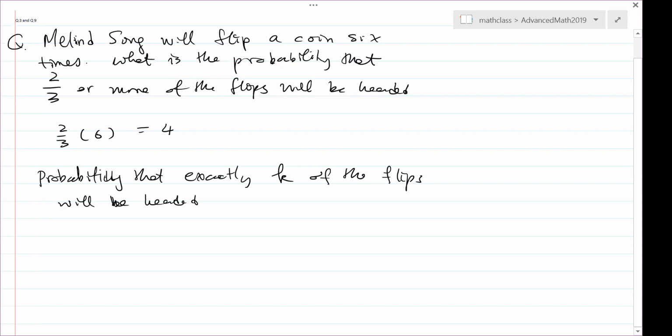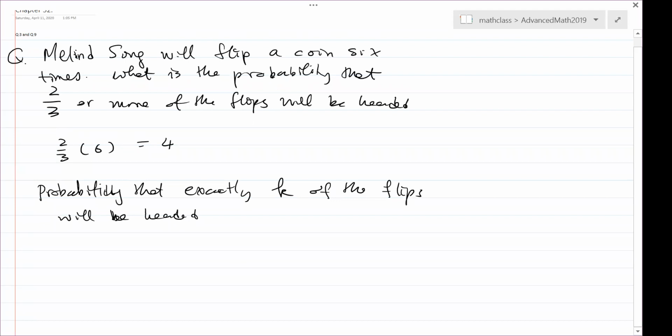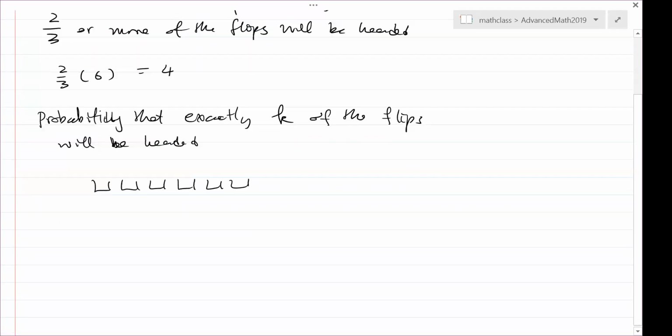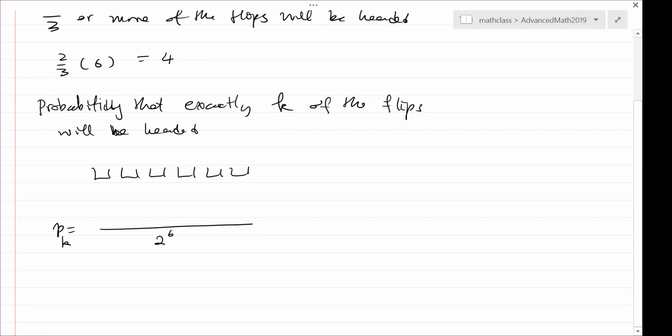Now, how to solve this problem? Because Miranda flips a coin 6 times, each time you only have 2 options, right? H and T. H means heads, T means tails. If you want to get that probability, I'm going to call it PK. The denominator will be 2 to the power 6.